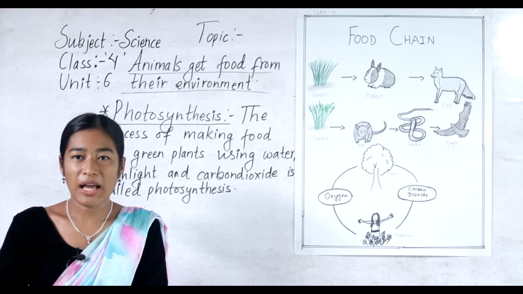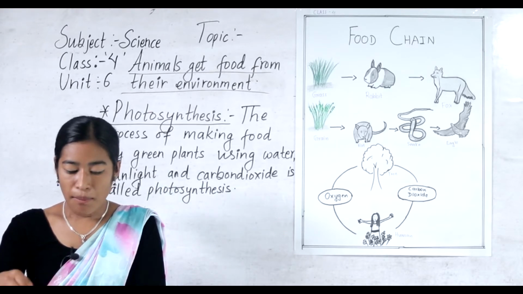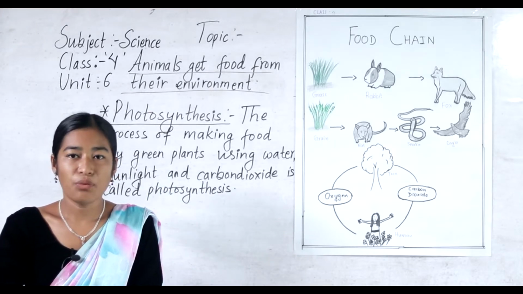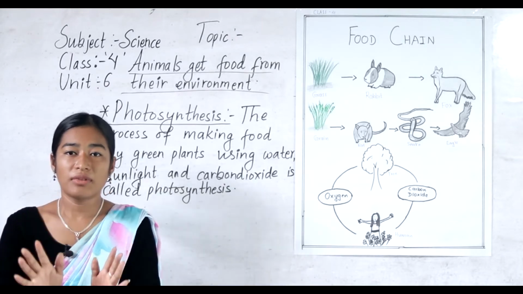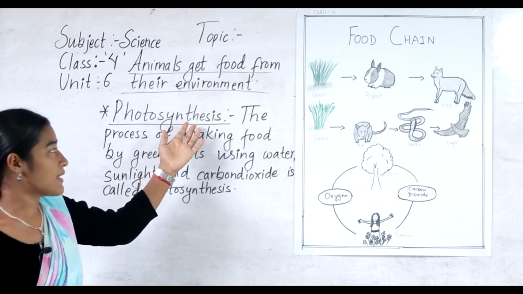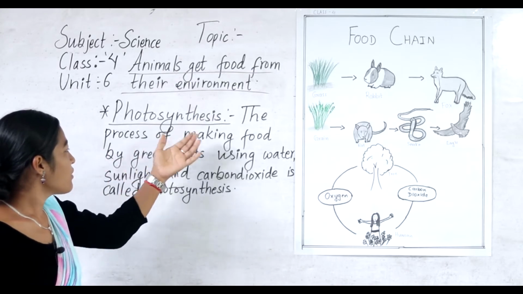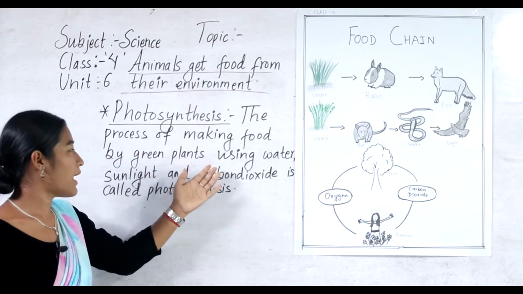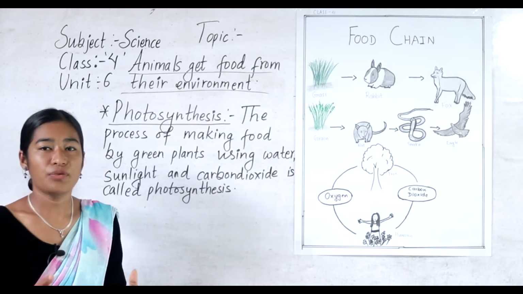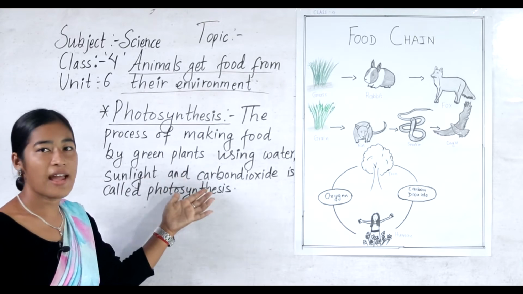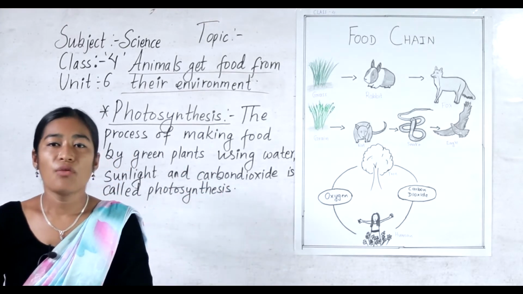So they depend on plants for their food, whereas plants prepare their food by taking carbon dioxide, water and sunlight which are obtained from the environment. So that process is called photosynthesis. This process is very important in plants. It is the process of making food by green plants using water, sunlight and carbon dioxide. So plants prepare their food by using water, sunlight and carbon dioxide. That process of making food is called photosynthesis.